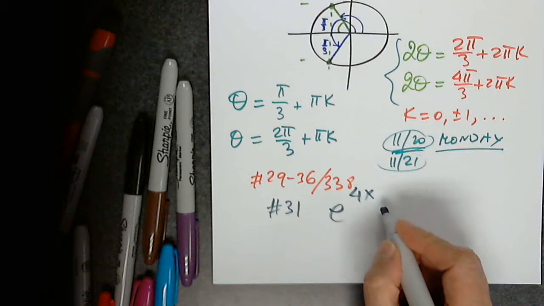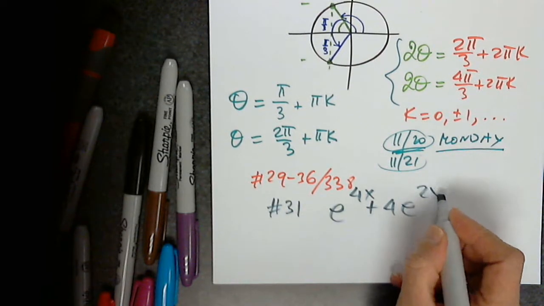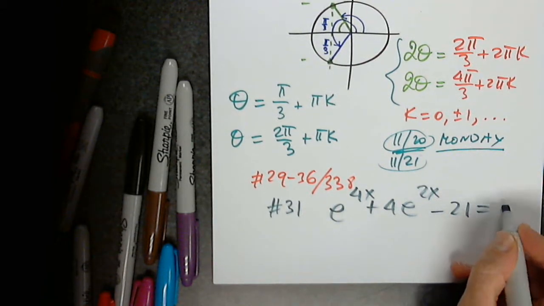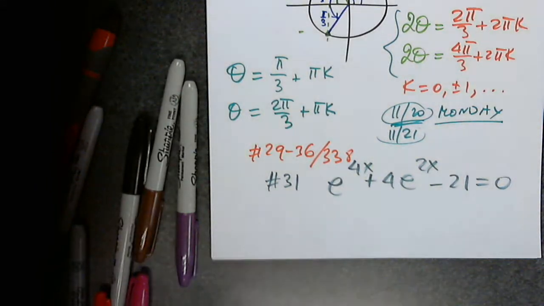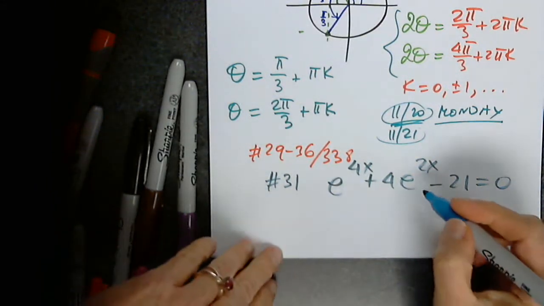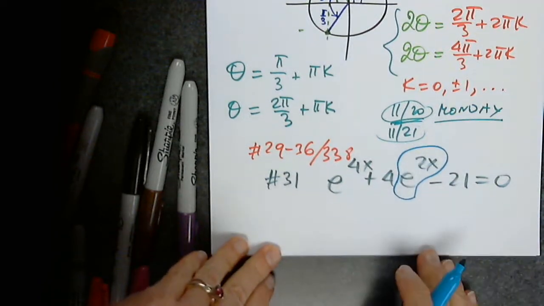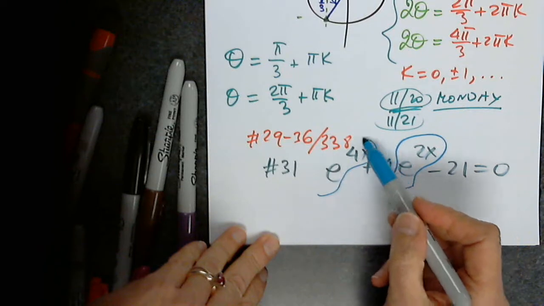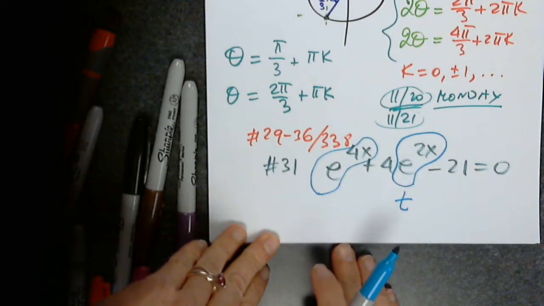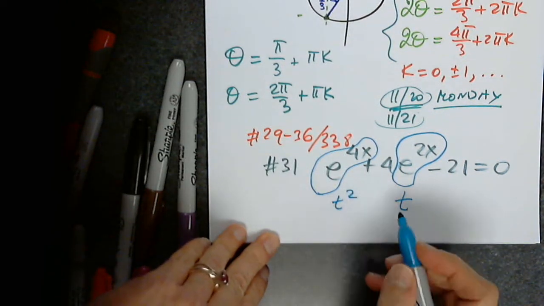e^(2x) + 4e^(2x) minus 21 equals 0. So what can we do here? What do you think? First, we are asked to solve for x. So what will be our first step? Wonderful. You're going to say, I'm going to denote this by blah, and then this will definitely be blah squared.